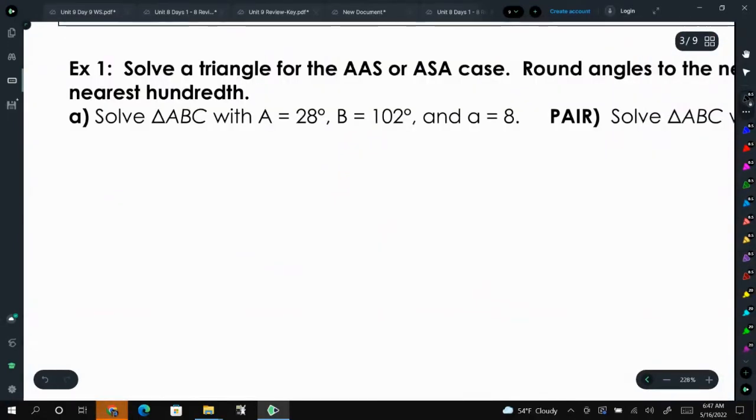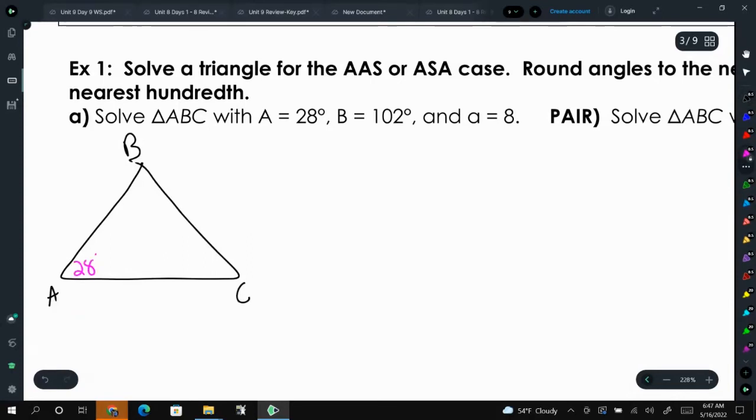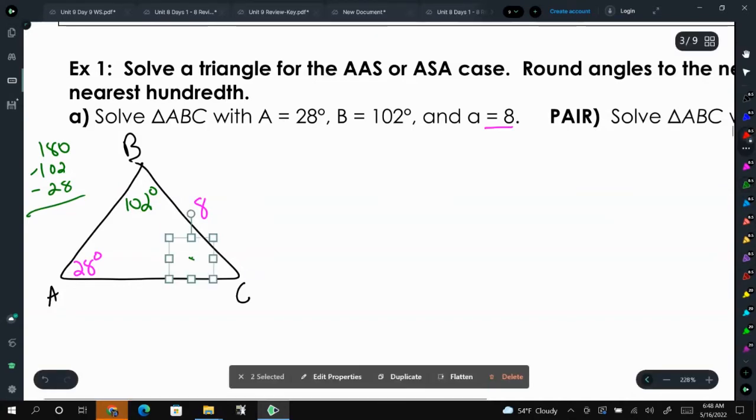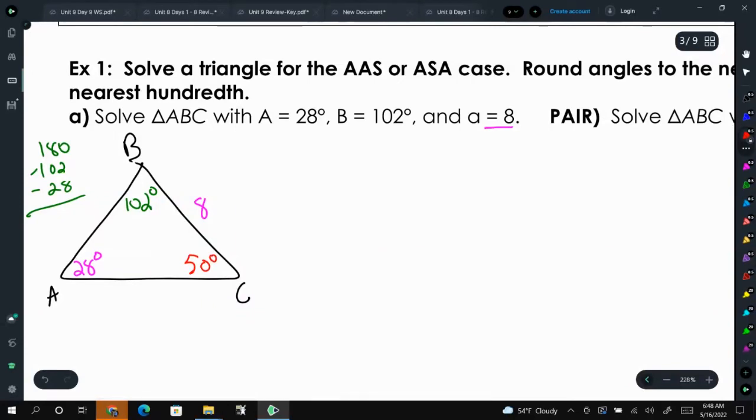So example 1a, let's draw a triangle ABC. Angle A is 28 degrees. Side A is 8. Angle B is 102 degrees. We can figure out what angle C is because 180 minus 102 minus 28 is going to give us what angle C is. And that looks like it's going to be 50 degrees. We don't know what side C is, and we don't know what side B is. So we'll have to figure those out.